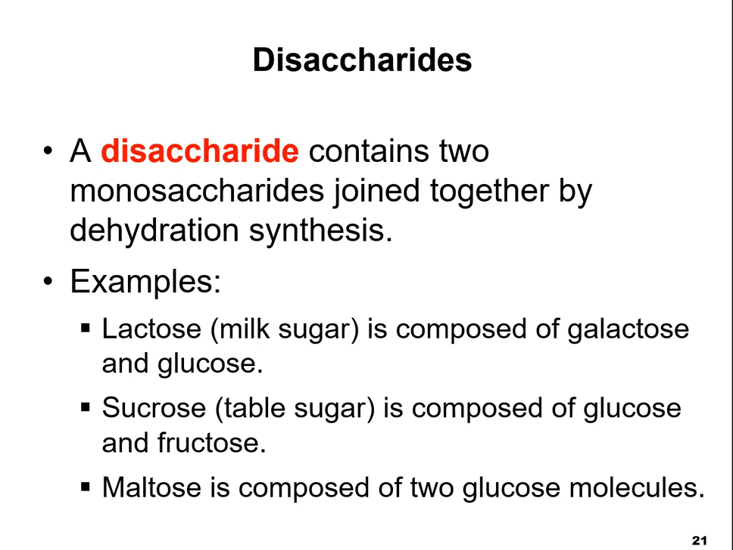We also have disaccharides, like we mentioned. These are 2 monosaccharides joined together, and remember, they're joined together by dehydration synthesis, or a dehydration reaction, like we talked about before. Some examples of disaccharides: lactose, which we find in milk, is composed of galactose and glucose. Sucrose, table sugar, is composed of glucose and fructose. Maltose is 2 glucose molecules joined together. These are all disaccharides because you have 2 monosaccharides joined together.